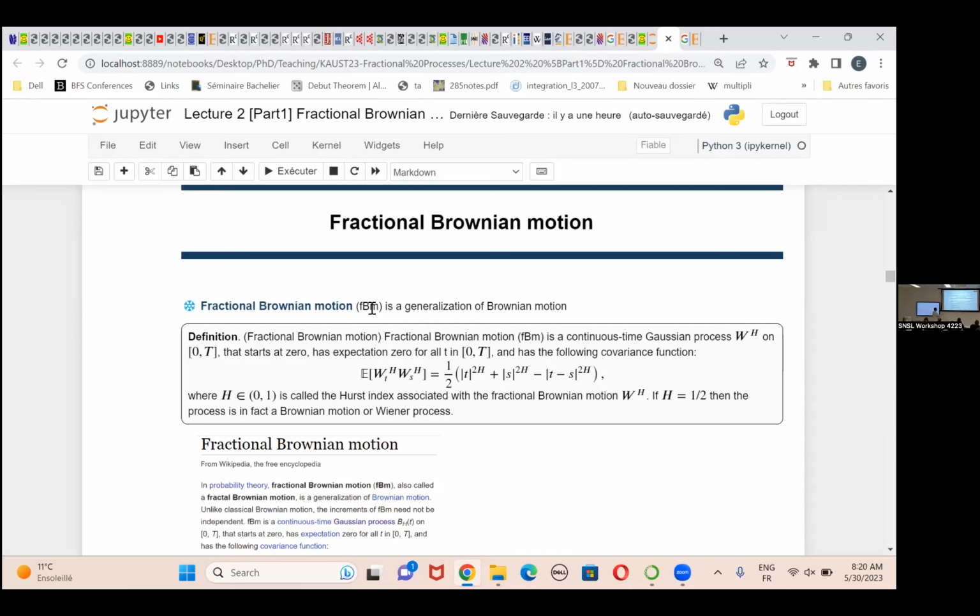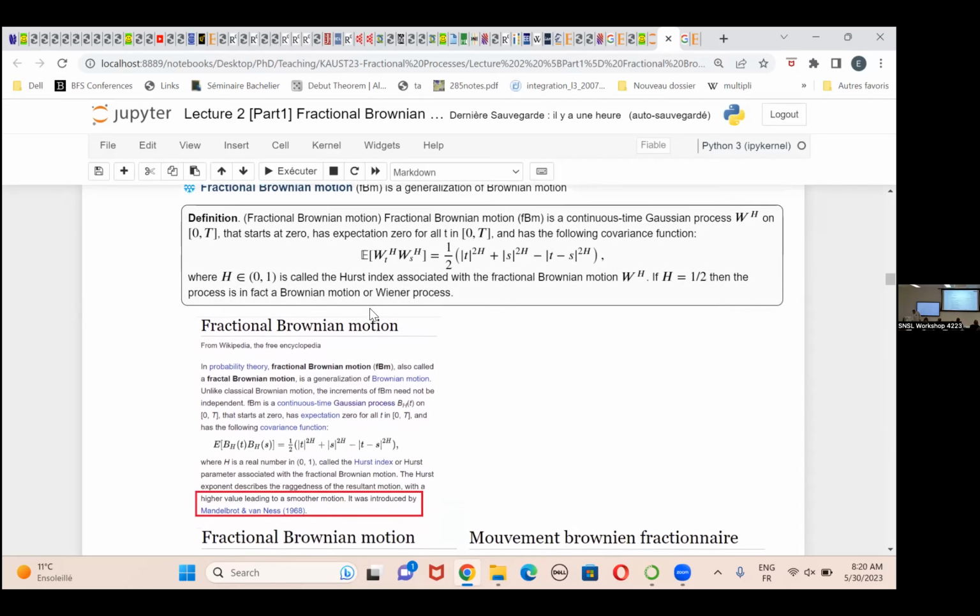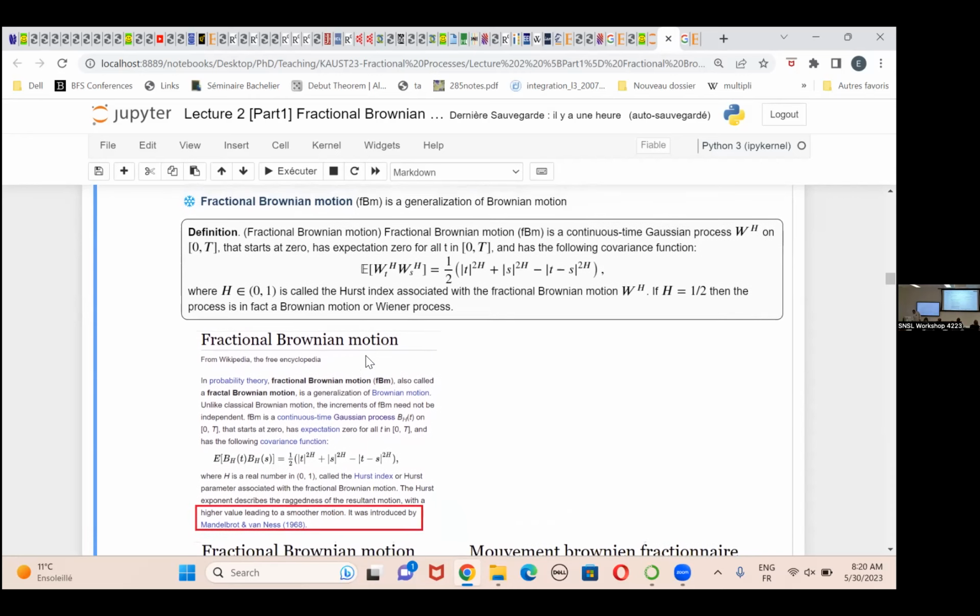When H is different from 1/2, you have this covariance structure. So in a way, it can be seen as a generalization of standard Brownian motion, and this is what we call fractional Brownian motion. It has a long history. If you go and check on the internet, the Wikipedia page will tell you that fractional Brownian motion was introduced by Mandelbrot and Van Ness in 1968, but it's not actually true.